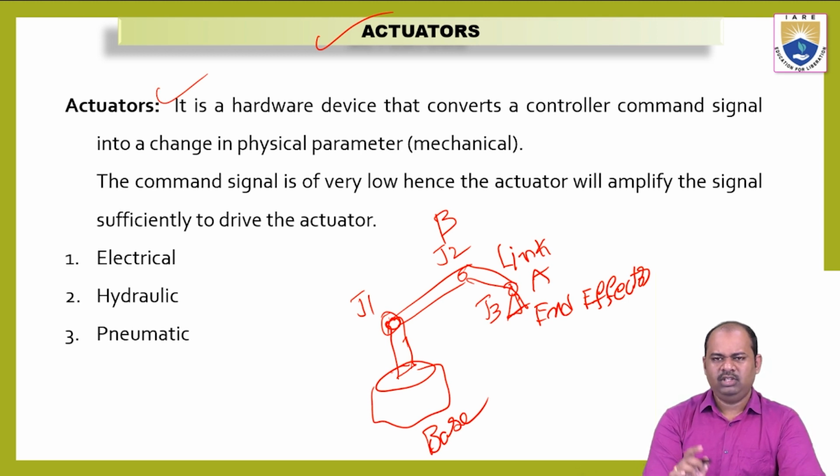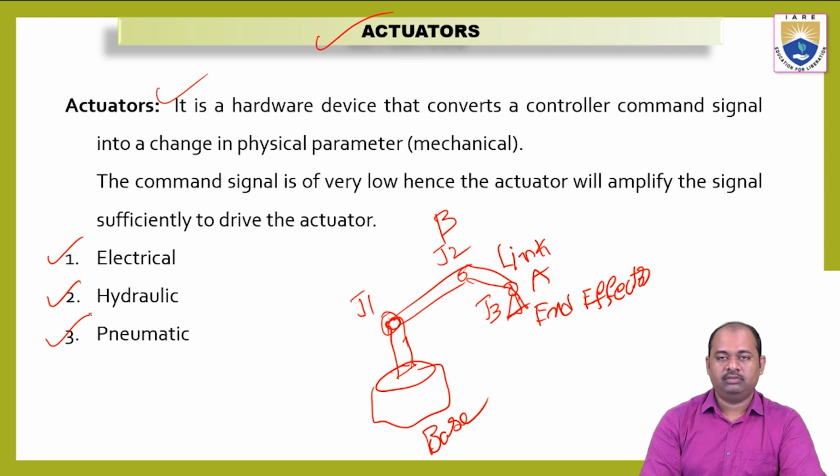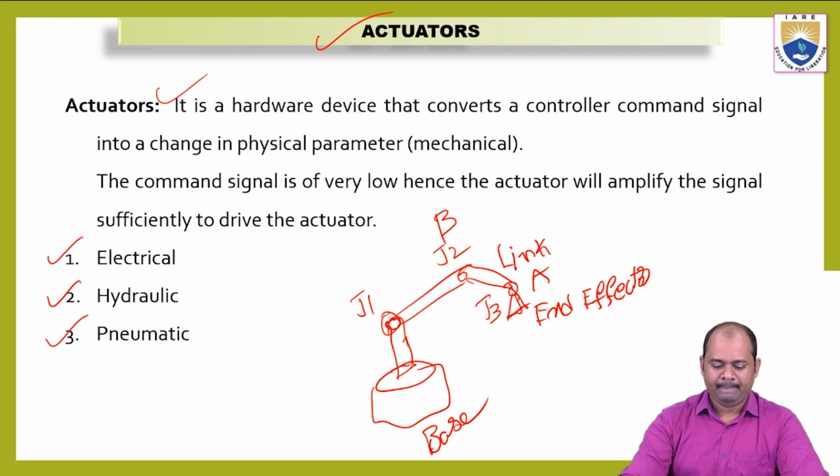Now, this is the basic definition of an actuator. It is a hardware device which can convert the controller signal into a physical parameter. Mostly, it will convert the signal into mechanical movement. The command signal is very low, hence the actuator will amplify the signal. This is already discussed. There are different types of actuators: electrical, hydraulic and pneumatic. Now we will see all those in detail.